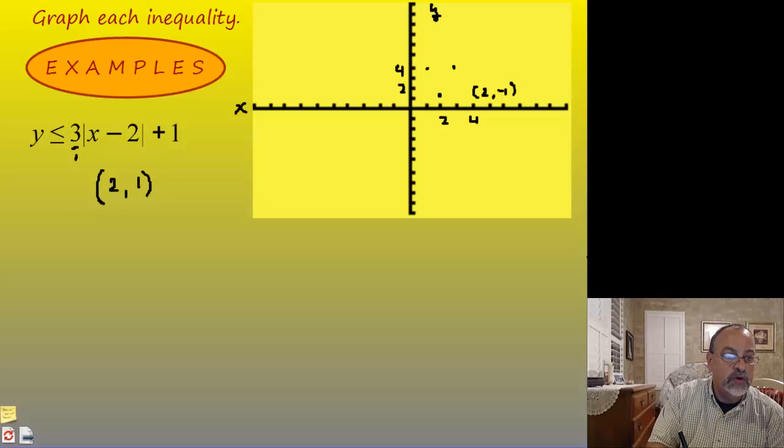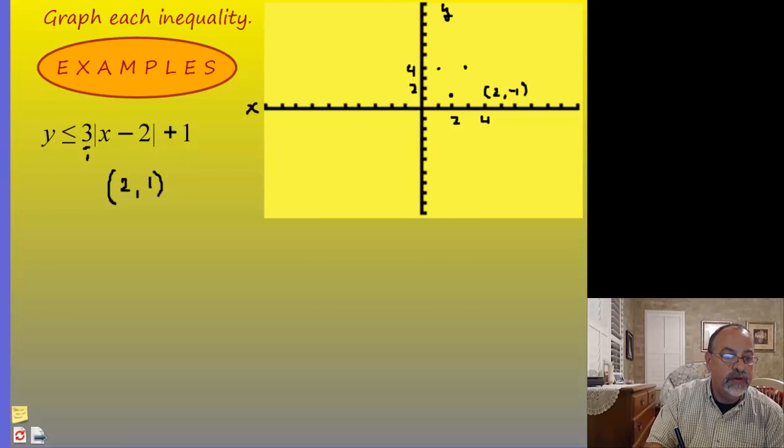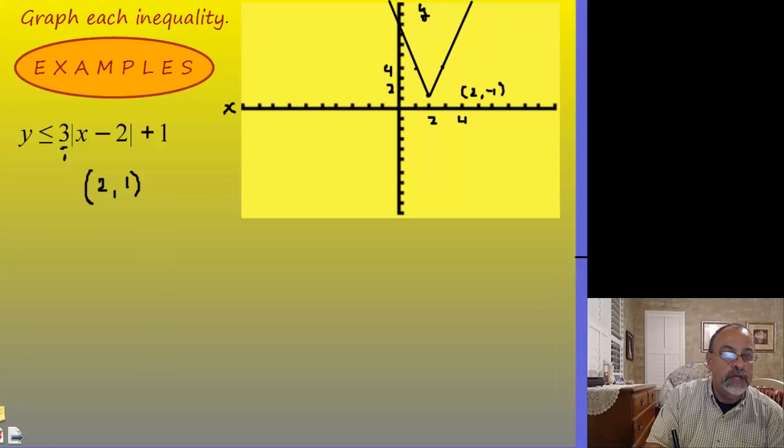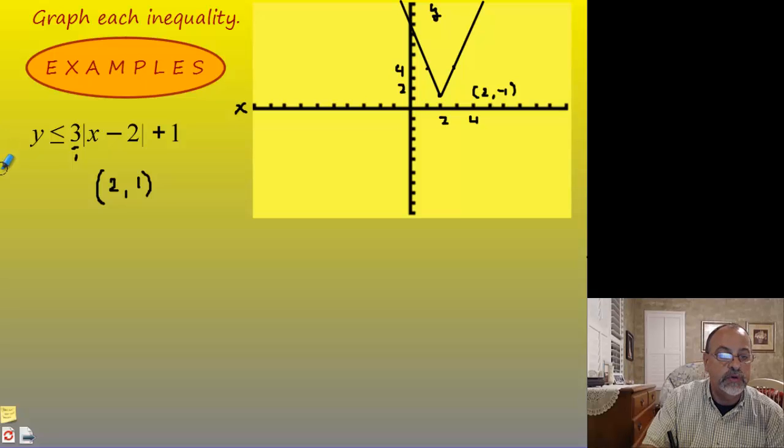Now it's less than or equal to this time, so that means the boundary lines are included. So in this case I'm going to use solid lines then. So I'm going to have a solid line here and a solid line here. And now all I need to do is determine where I'm going to shade.